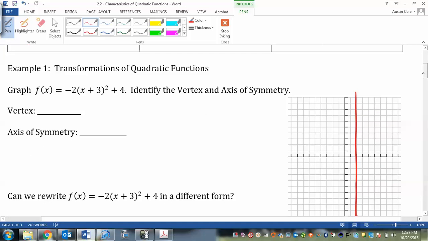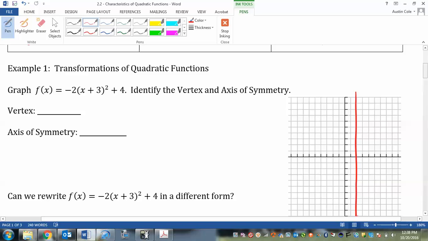So here we go, example 1. Transformations of quadratic functions. Here we go, this is in vertex form. First of all, how do I know it's in vertex form? It's got all the components. It has a k value outside. It has an h value inside. It's got an a value, and we're squaring something in parentheses.